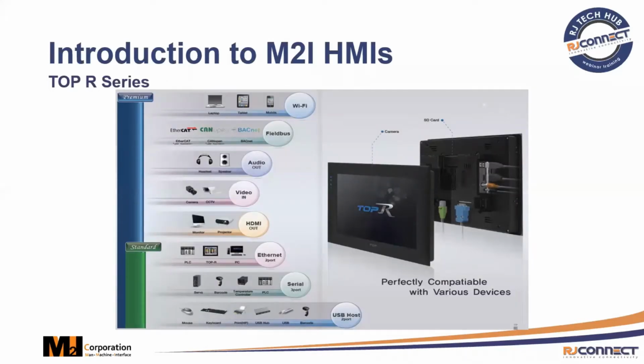Now, just a brief overview of the differences between the premium and the standard version. So the premium version is the only one that comes with HDMI output, video input, audio output, field bus connections, and also an optional Wi-Fi capability. The standard unit comes with normal Ethernet, serial, as well as the USB host incorporated in the unit.